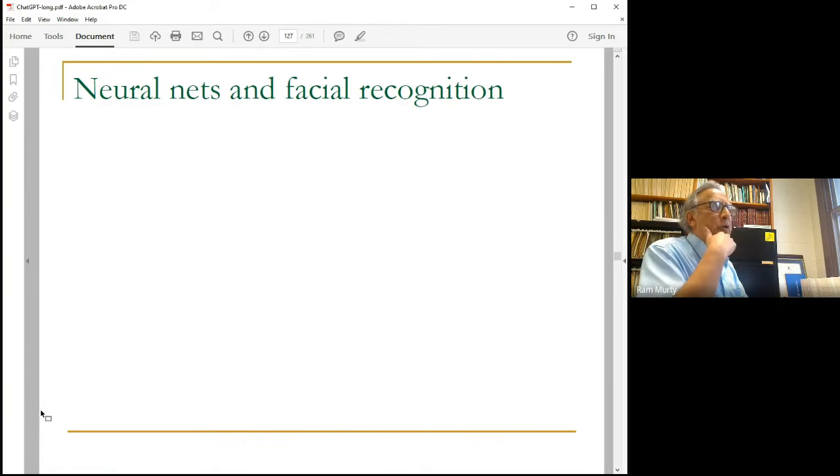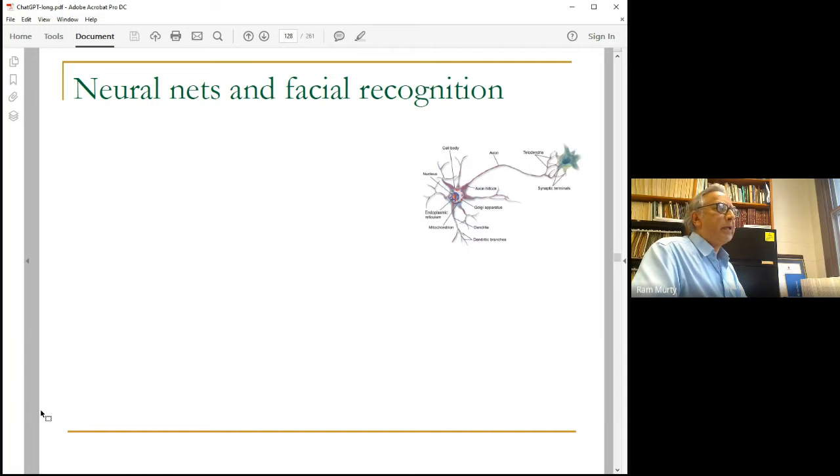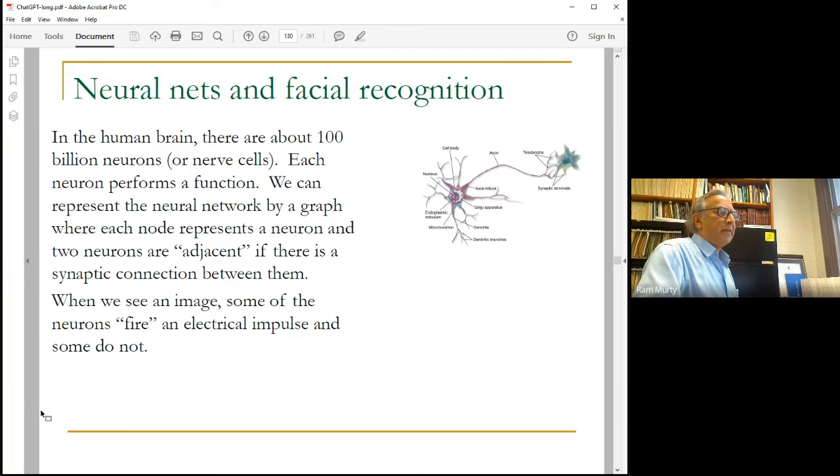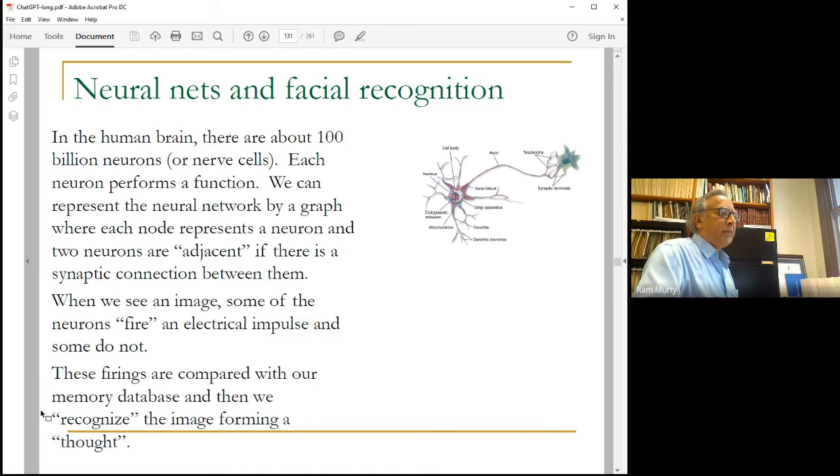In some sense, this goes back to the 1940s when neuroscientists and mathematicians were trying to understand how the mind works. They came up with the idea of trying to model the working of a neuron. In the human brain, there are about 100 billion neurons or nerve cells. Each neuron performs a function. We can represent the neural network by a graph where each node represents a neuron and two neurons are adjacent if there is a synaptic connection between them. When we see an image, some of the neurons fire an electrical impulse and some do not. These firings are compared with our memory database, and then we recognize the image, forming a thought. So this is the neuroscientific explanation of what is actually happening in the brain.